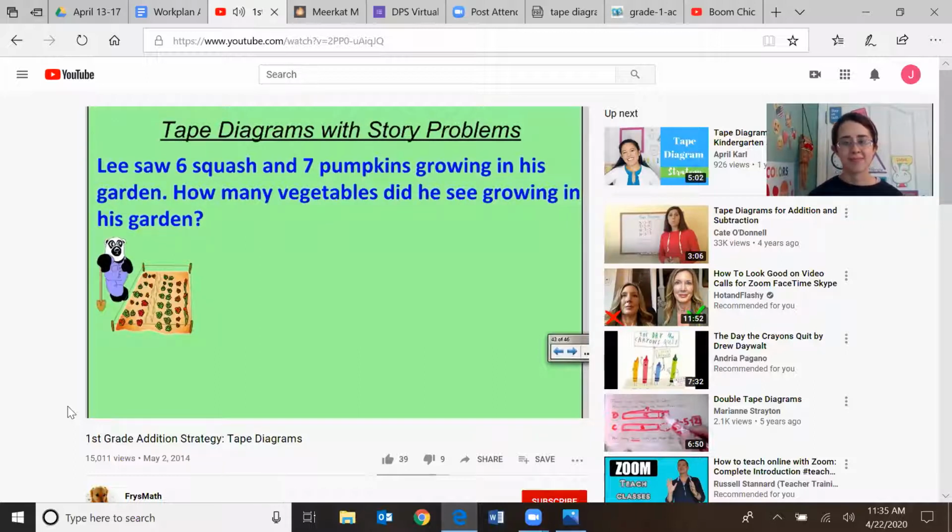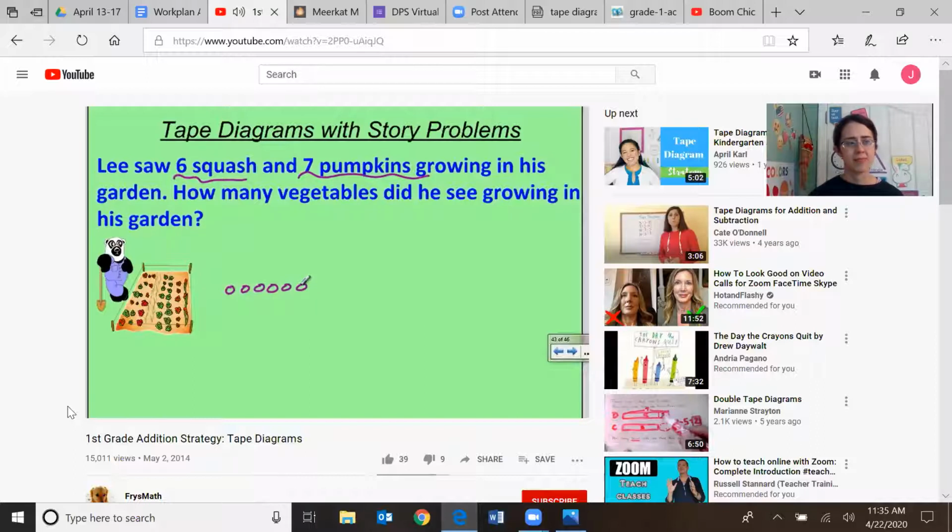So Lee saw 6 squash and 7 pumpkins growing in his garden. So I think we have 2 parts. We have 6 squash and 7 pumpkins. Okay, and I'm going to draw my 6 squash as 6 circles. 1, 2, 3, 4, 5, 6. Now I'm not going to draw them in groups of 5 anymore.